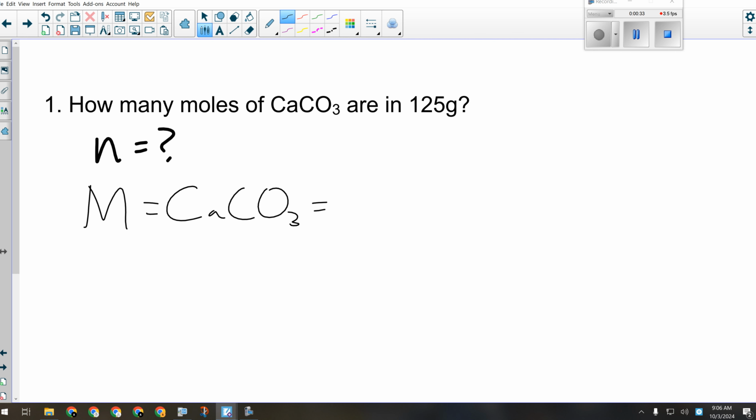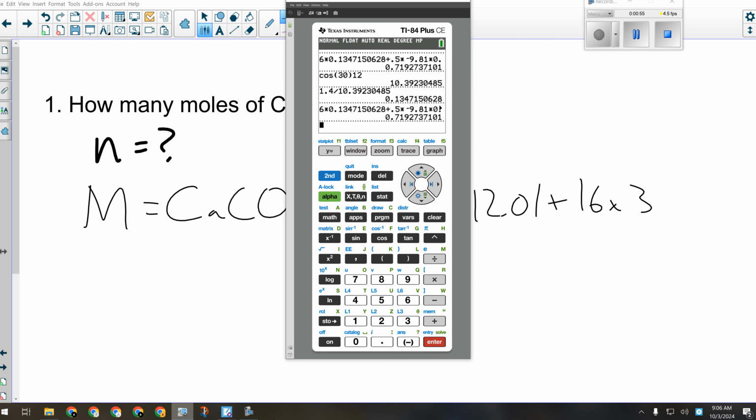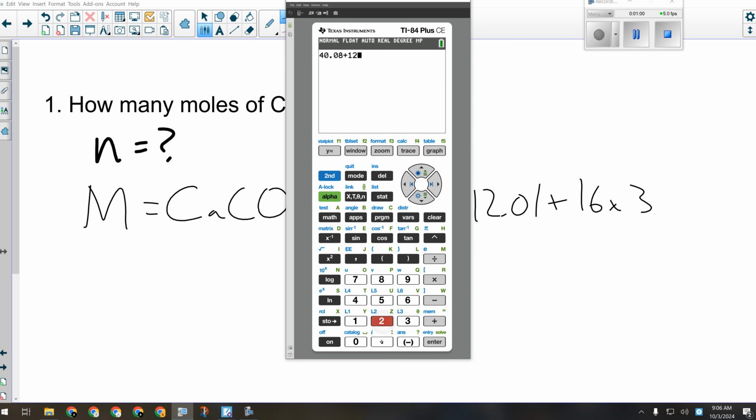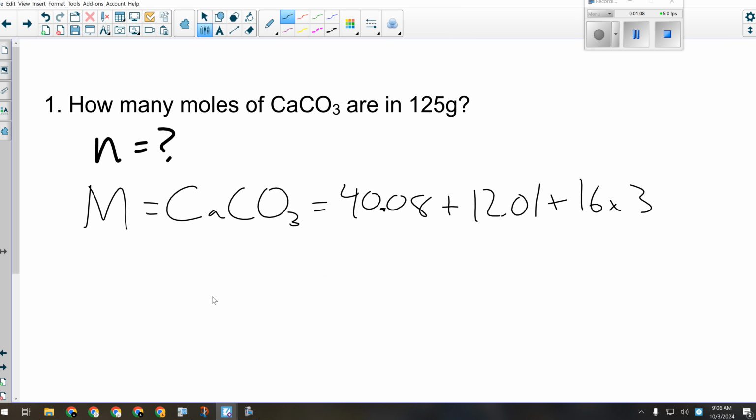CaCO3. So that's going to be 40.08. There's only one calcium, so I don't need to multiply that by anything. I have 1 carbon, so that's going to be 12.01. And 3 oxygens, so 16 times 3. So that is going to give us 40.08 plus 12.01 plus 48, so 100.09 grams per mole.